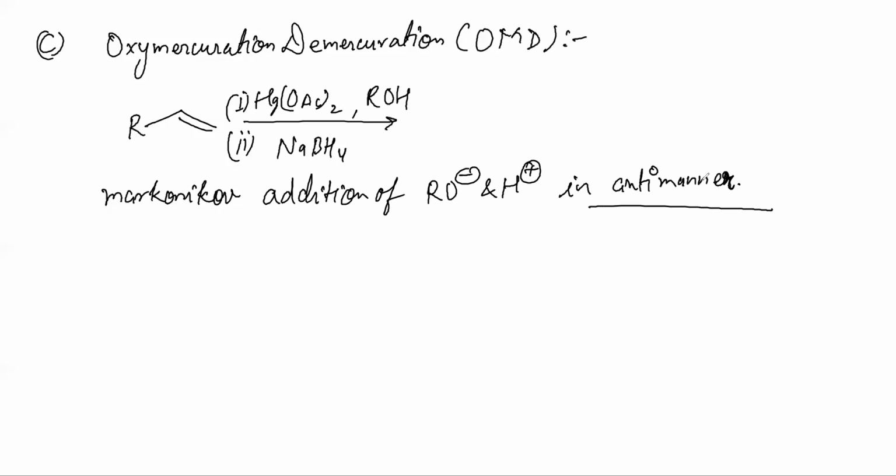Can you make the product? What will be the product? You don't need to write mechanism. I'm not telling you the mechanism. I'm just telling you the result. This is the result of this mechanism. If you remember the result, you can make the product easily. So what will happen? You have to add RO minus and H plus. Where will H plus be attached? Corner or middle? Corner. And where will RO minus be attached? Middle. Like this. That too in opposite position.